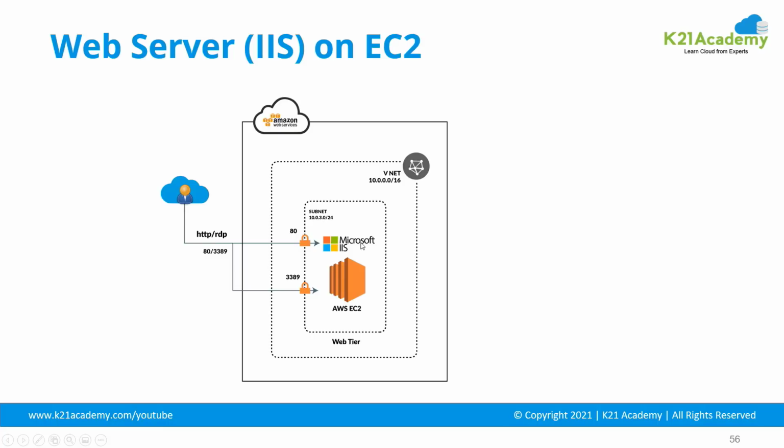But in order to access it, IIS listens on port number 80. So we'll be opening up port 80 in a security group, or network security group, or firewall, so that port 80 can be accessed from the internet. That's the whole point of this lab we are going to do.